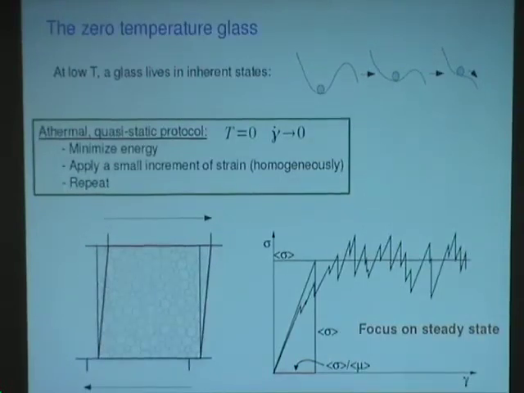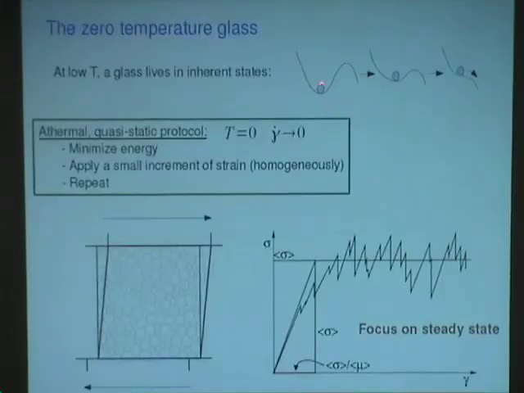The idea is that as soon as you are at low temperature, the system will essentially vibrate around local inherent states. And so it makes sense to look at the limit where the temperature is really zero, so that the system will usually lie in one of the local minima, and then you look at the deformation. When you apply some deformation on these systems, it will follow adiabatically the external changes.